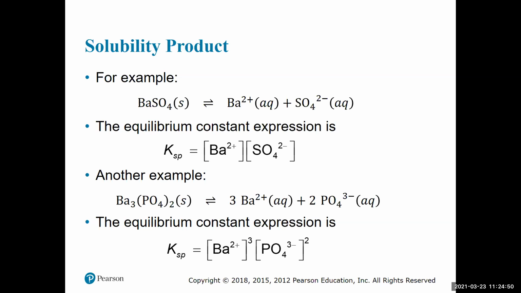Once again, similar to what we did before, we have our equation, make sure it's balanced, and then look for what the reactants and the products are. The products go on top. Because the reactant is a solid, there's nothing in the denominator. And then we look to see what the coefficients are for those products. In this case, we had a 3 and a 2, so we had to raise those concentrations to those powers.